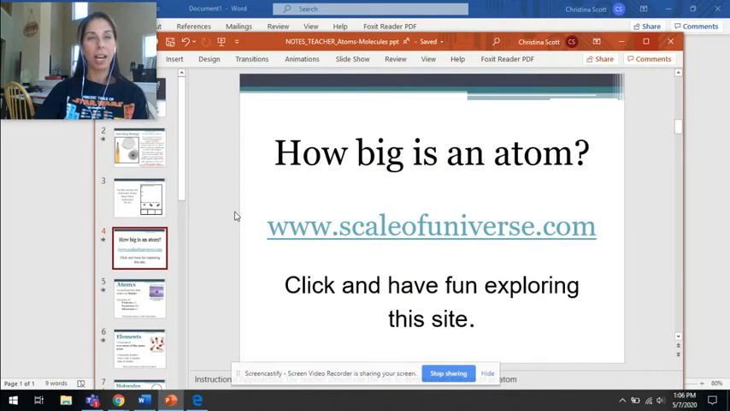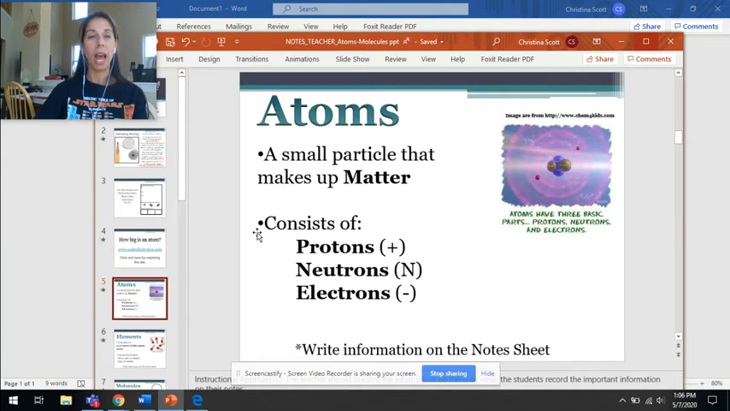How big is an atom? If you have not checked this out, you have got to check it out. I'm going to save this fun part for last, and let's get through the basics first. Atom: the smallest part of matter, consisting of protons, which are positive, neutrons, which are neutral, and electrons, which are negatively charged. Atoms have three basic parts. In the nucleus, you'll have your protons and your neutrons, and orbiting around them are the smaller electrons.